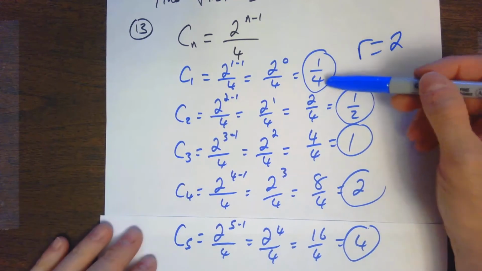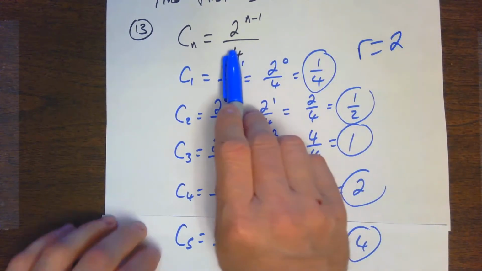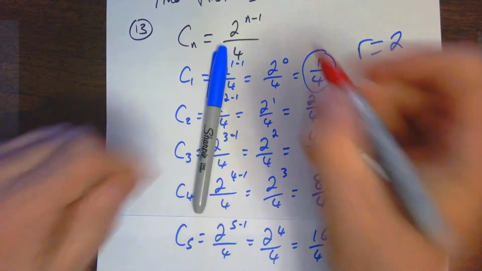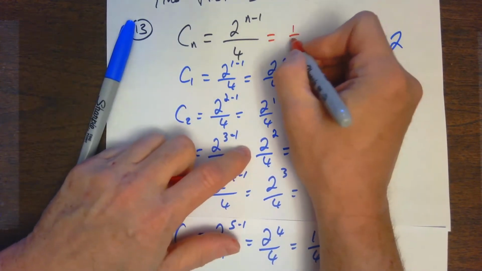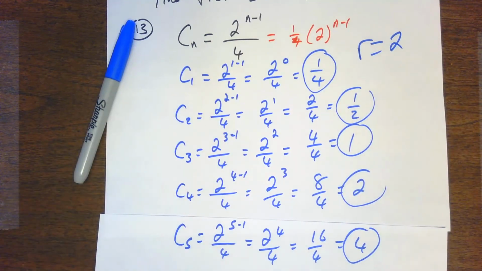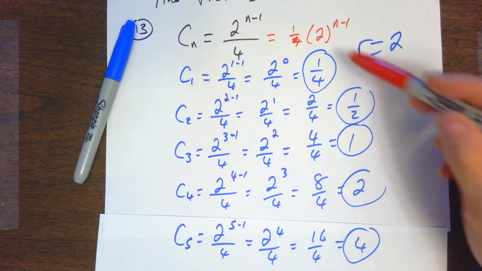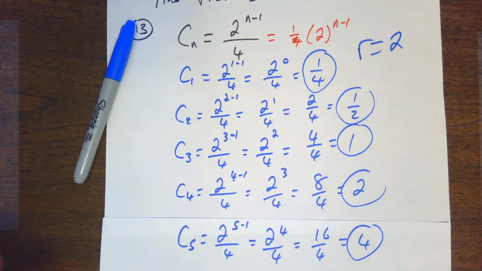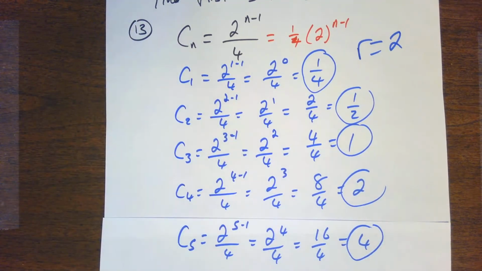And my first term is 1/4. The way it's written here is a little bit awkward. It might be a little bit easier if I wrote it like this: 1/4 of 2 to the n minus 1. That might make a little bit more sense. Now you can see, the first term is 1/4 and the ratio is 2.